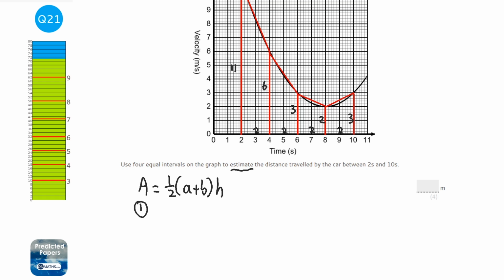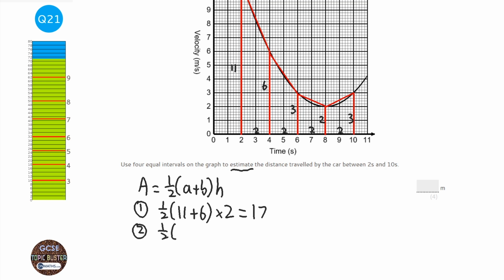Number 1 is going to be half of 11 plus 6, because a and b are the ones on the left and right of the trapezium, times 2. I can use my calculator for this, so it's going to be 17 divided by 2 times 2. Oh, I don't know why I'm dividing by 2 and timesing by 2. It's just going to be 17, because the half and the 2 will cancel out. So the second one is going to be half of 6 plus 3, times 2. Well, we know the half and the 2 will cancel out, so that's just going to be 9.